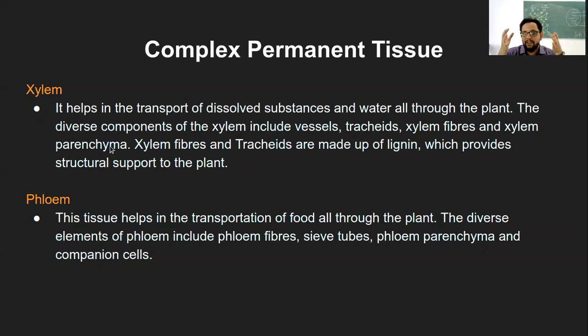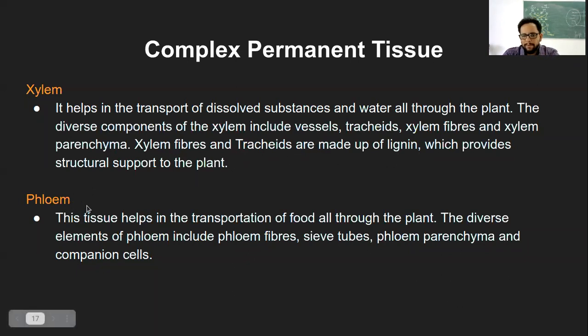The moment we say tissue, that means it is one or more types of cells, and that is where this xylem tissue is composed of different types of these components. Xylem fibers and tracheids are made up of lignin. Again, this part we will see, so I skip it here.